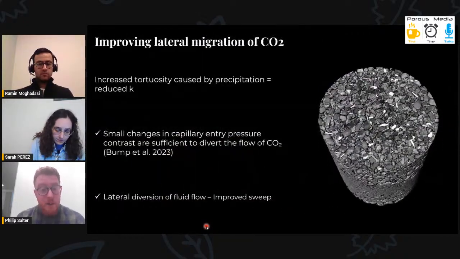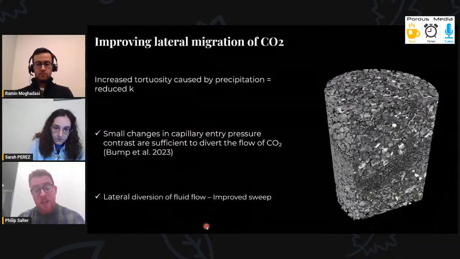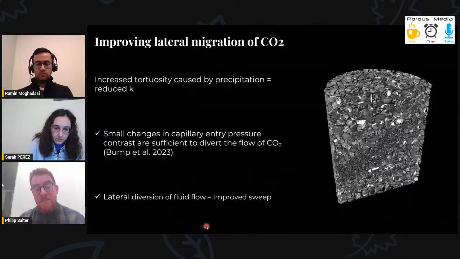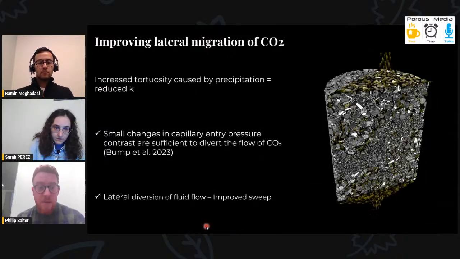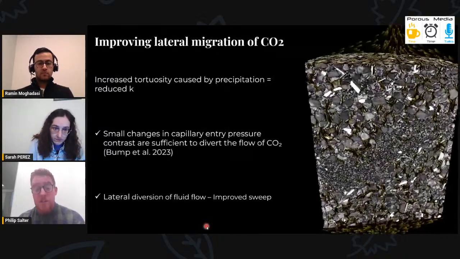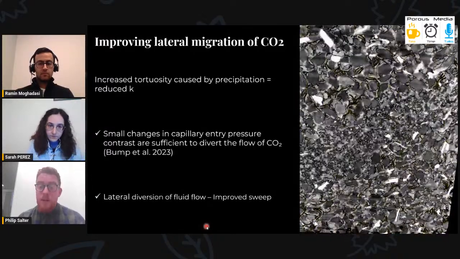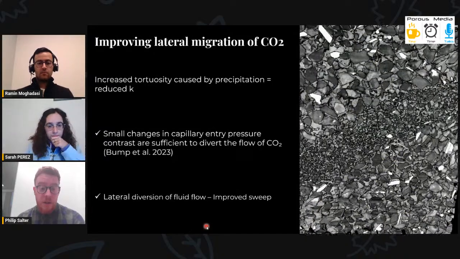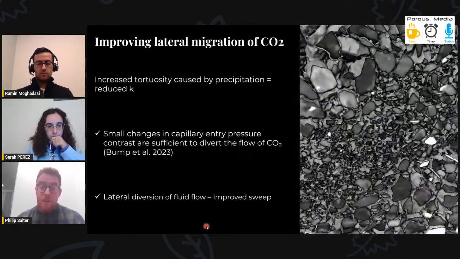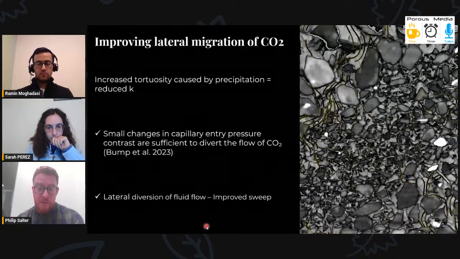And if we look at that larger sample, we see that it is an increase in tortuosity caused by the precipitation in this fine layer that is reducing permeability. And other studies have found that small changes in capillary entry pressure contrast are sufficient to divert the flow of CO2. So what that means is we're effectively reducing the vertical to horizontal permeability ratio, which should, in theory, help spread out the flow of CO2, improving sweep and storage efficiency.